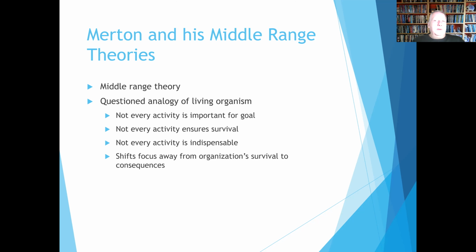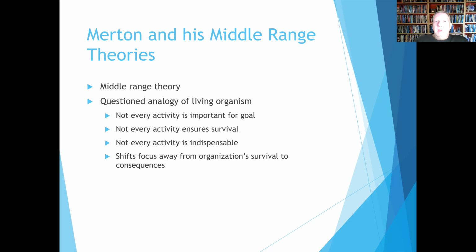Before we get into open systems theory, though, there is an author by the name of Merton who provides us with what's referred to as his middle range theories that really serves as a transition from the natural closed system to the open system approach. So it's not just this abrupt change. It gives us a gradual transition between the two.